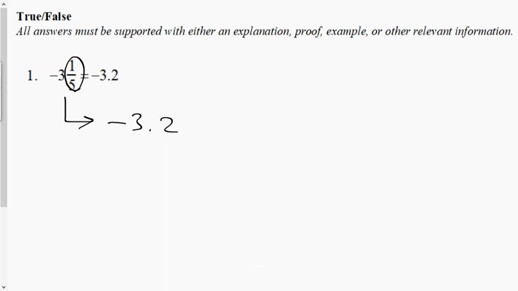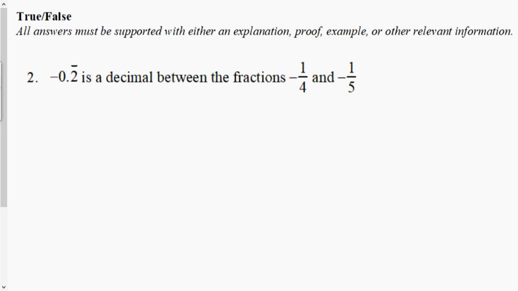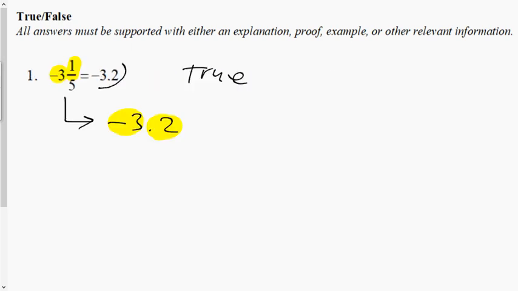So -3 and 1/5 is the same thing as -3 and 2/10, so therefore, the answer is true. They are the same thing. And there's your work to show it. You just converted it to a decimal. Or you could have actually taken this and said, well, that's -3 and 2/10, which is equal to -3 and 1/5 if you wanted to. That would also be a good solution.